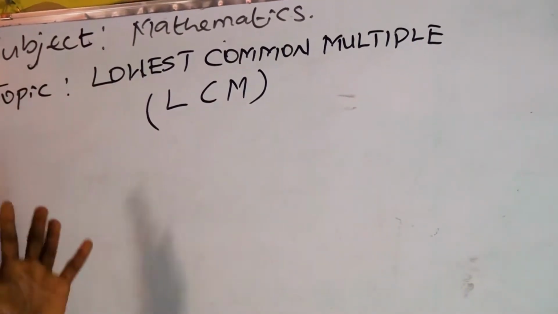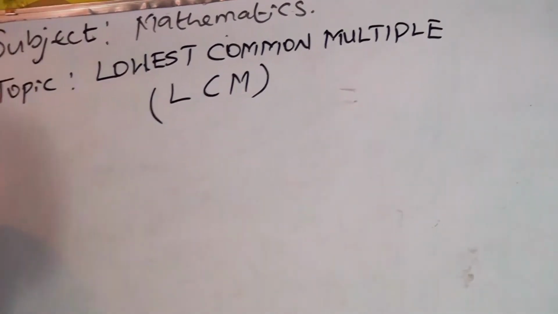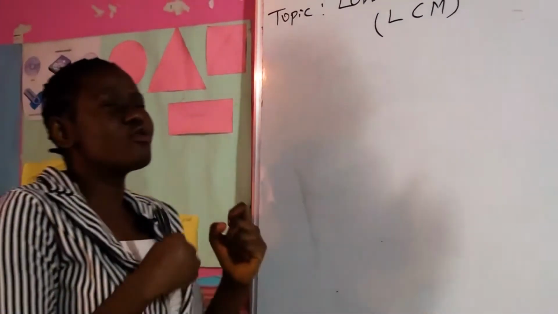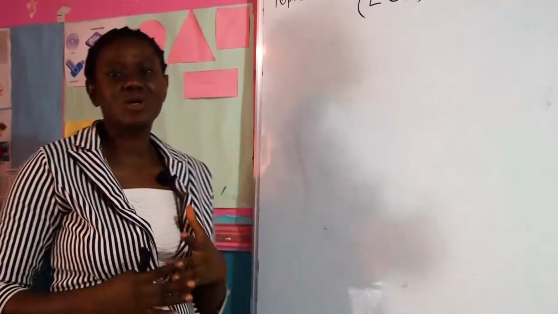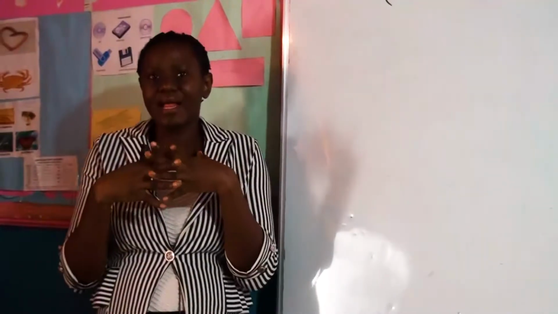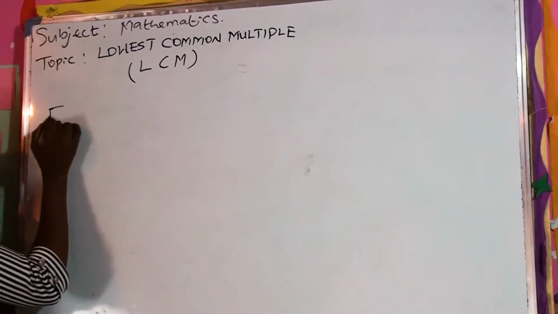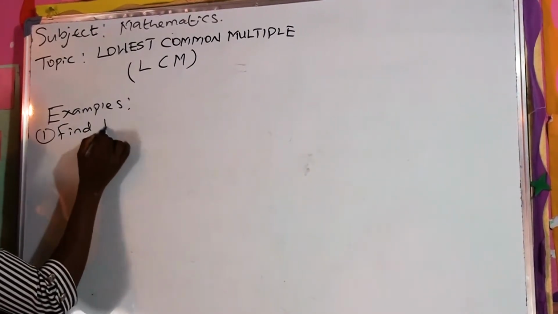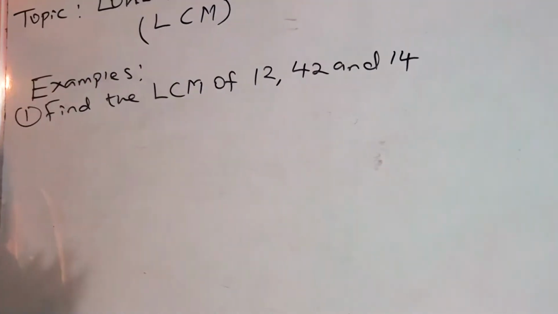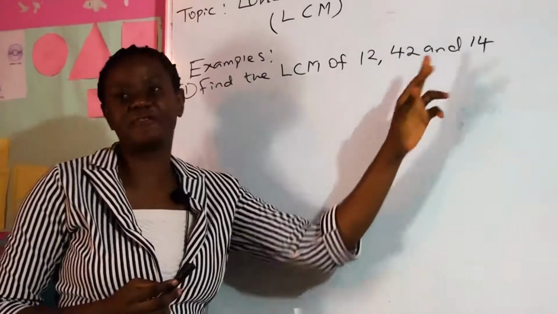Lowest common multiple, LCM. Now we are looking at some numbers and we are looking at the lowest number that is common to them. For a group of numbers, what is the lowest multiple that will be common to them? Let's take for example, we want to find the lowest common multiple of 12, 42, and 14.